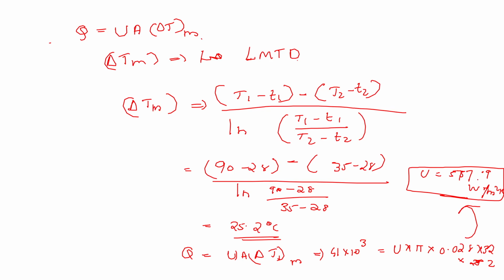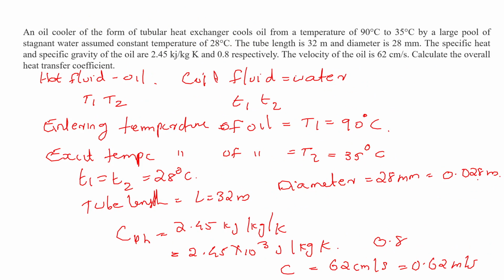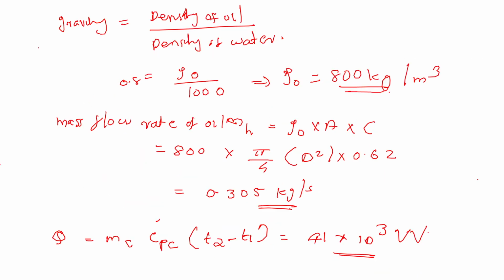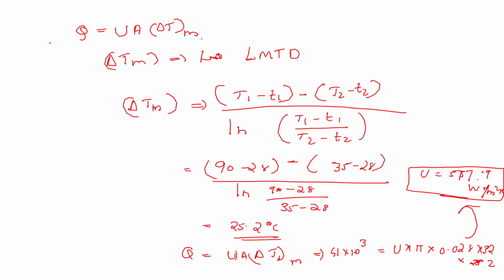Just go through it once. So here what we did is first we wrote every parameter given here, so that we first concluded. Then you have to calculate the heat transfer. For calculating heat transfer, we should know the mass flow. Like we found the specific gravity of the oil, we found the mass flow, and using that mass we calculated the heat transfer. From the heat transfer, we calculated the logarithmic mean temperature difference, LMTD, and then from LMTD we found the overall heat transfer coefficient.